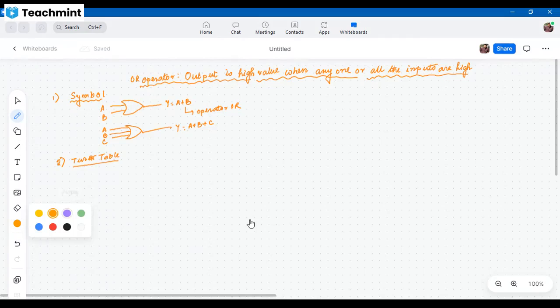So in the truth table, I take A and B as the 2 inputs and Y is the output, and the logic is A plus B. If I put 0 0, 0 1, 1 0 and 1 1, these are the input combinations. So what will we get in the output? If any one is high, then I will get the output high. So here no one is high, so I will write 0. Here 1 is high, so I will write 1. Here 1 is high, so 1, and this is also 1. So this is the truth table of an OR gate.